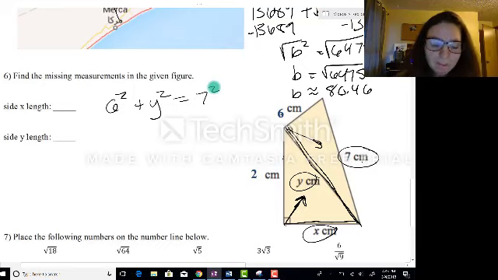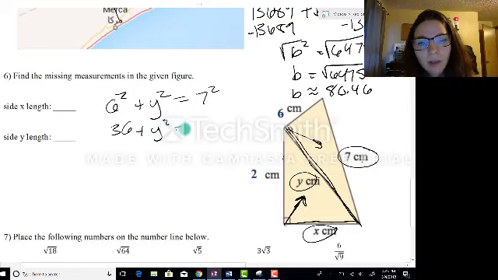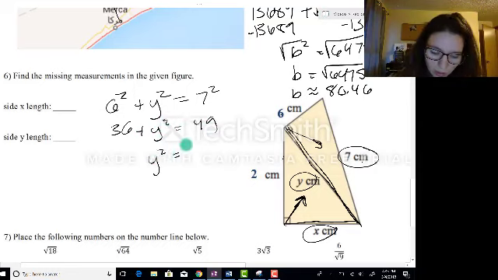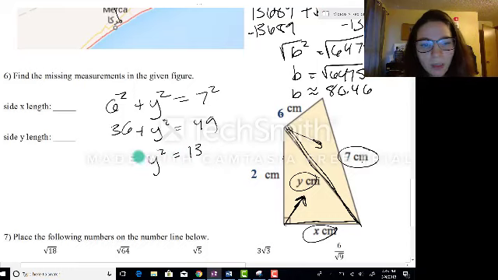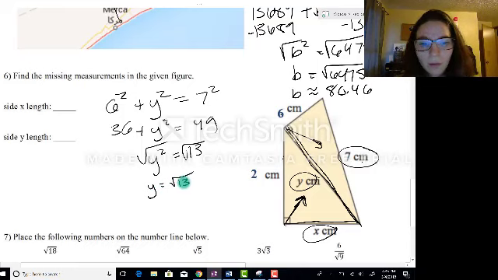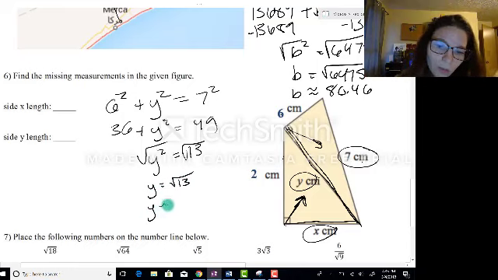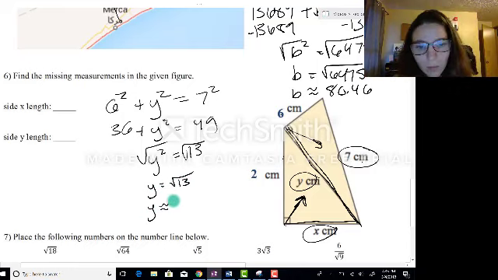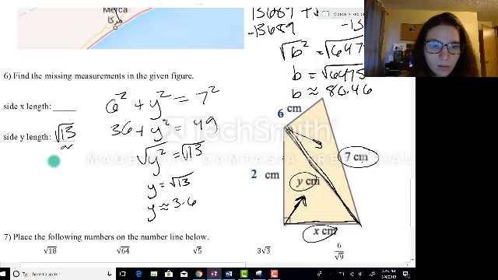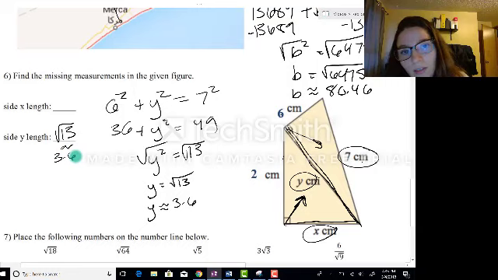This is going to give me 36 plus y squared equals 49. Subtract on both sides, you get y squared equals 13. Square root, y equals the square root of 13. Or you could have y is approximately 3.6. Now, what you put here is square root of 13 or 3.6. Either answer is fine.